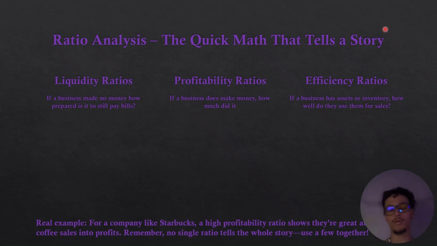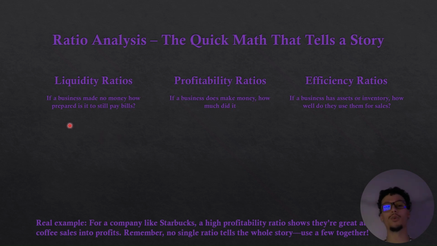So now I'm going to leave you guys with a gem here before I cut the video slightly short, and it's ratio analysis. It's the quick math that tells you a story, and this is one way that you can value a company and have much more insight than most investors do when investing in a company. So you have liquidity ratios, profitability ratios, and efficiency ratios.